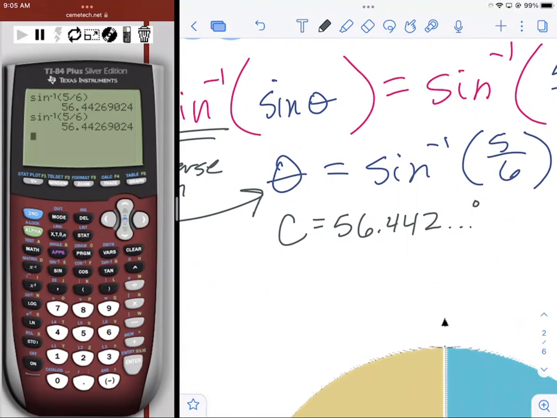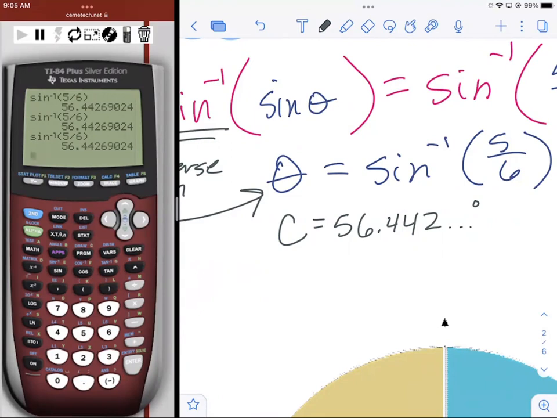And then hit enter. Crap, it still gave me the same one. Well, how about this? Let's try it again. Second sine of 5/6. And we'll say, come on, dang it. And then we'll hit enter. And it still gave me the same answer.